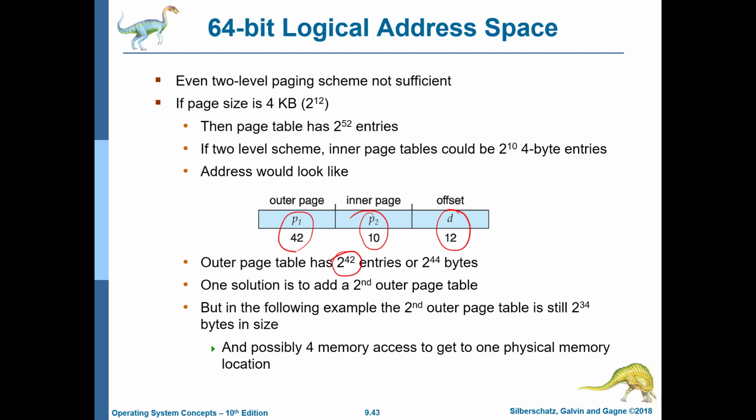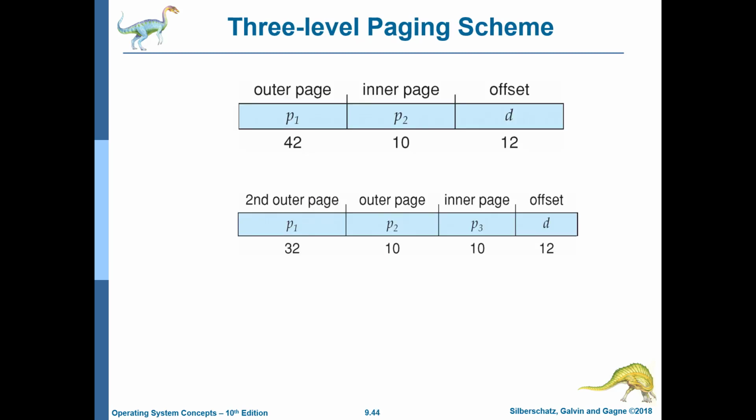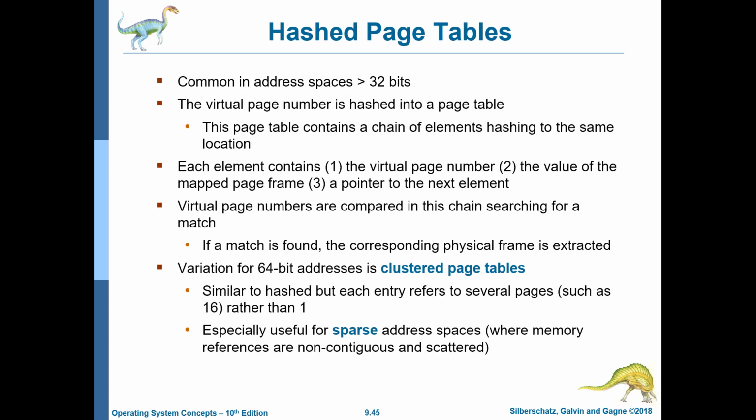Consequently, 64-bit address spaces have 3 or 4 level splits. So a 3-level paging scheme will break it into 10, 10 and 32. But normally we will also break this more. Okay, so this is 3 levels, but we might opt for 4 or 5 levels.